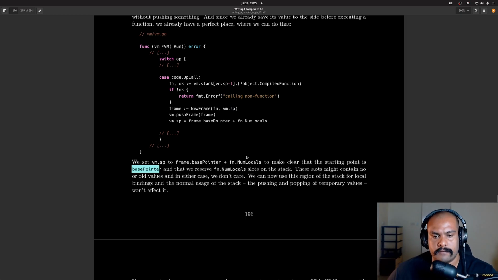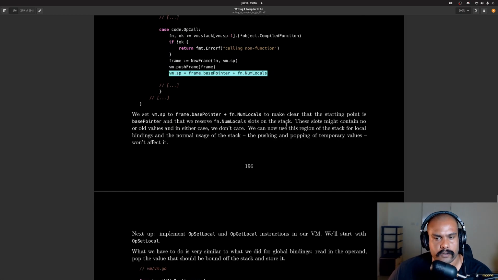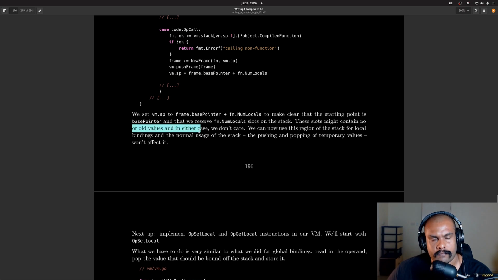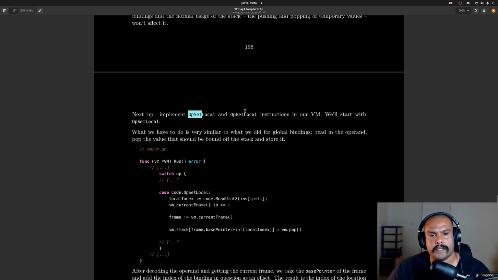Now we reserve. There's nothing on the stack, really. Not exactly sure what's going on. We can now use this region of the stack for local bindings and then normal usage of the stack. Offset and get.